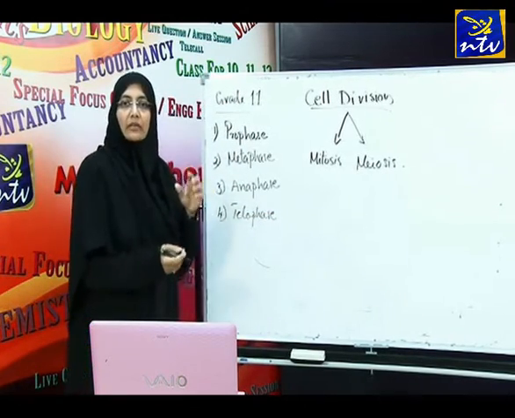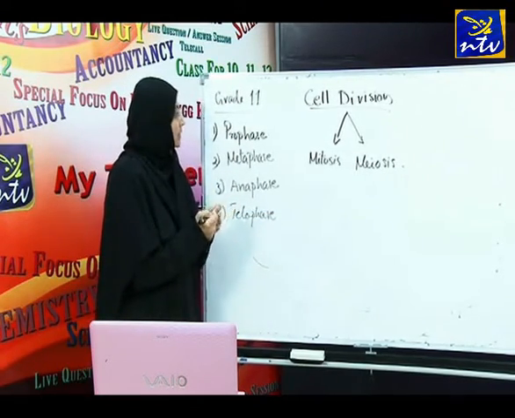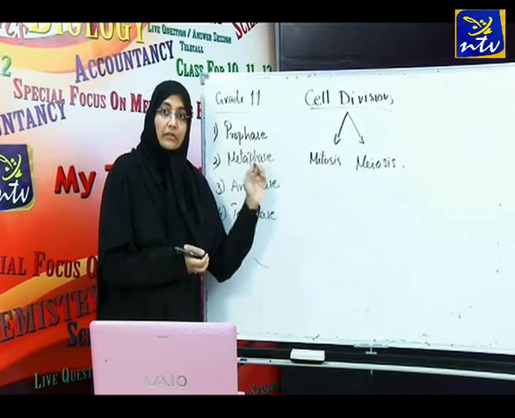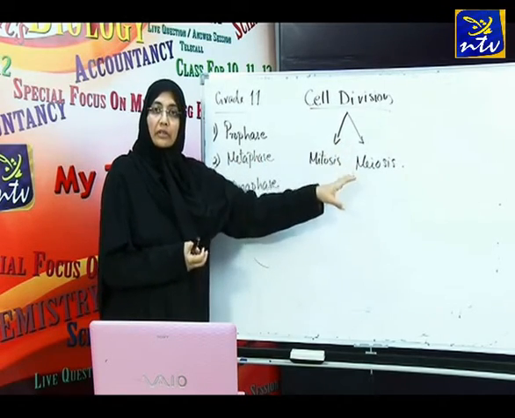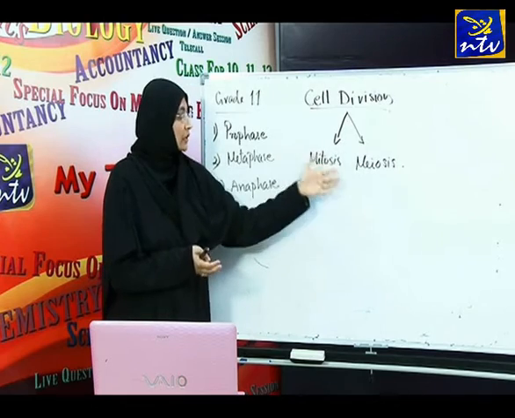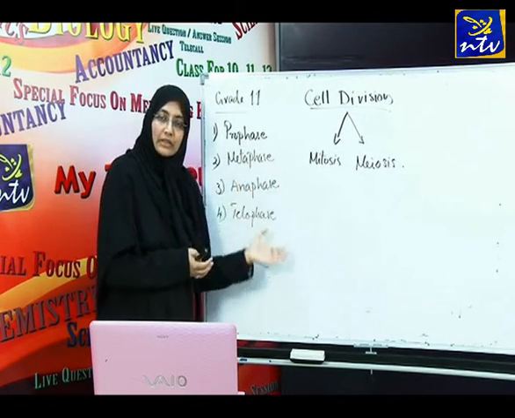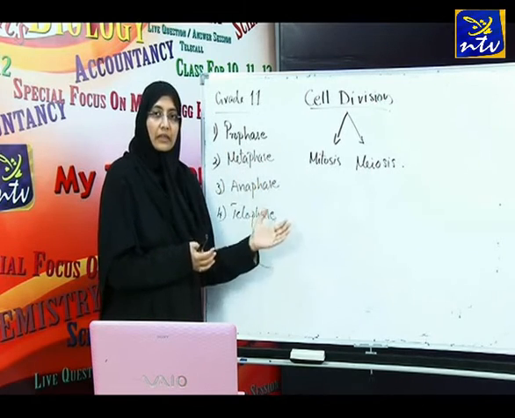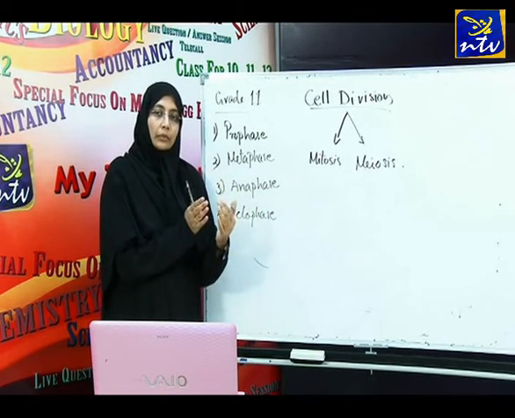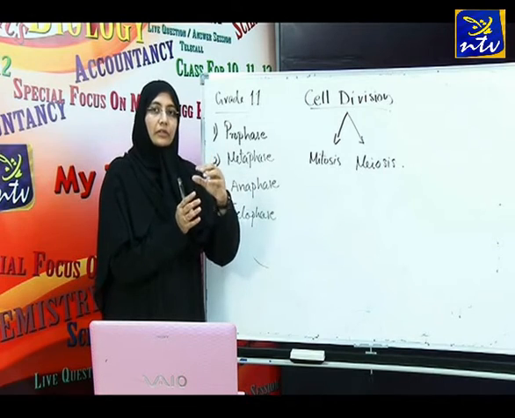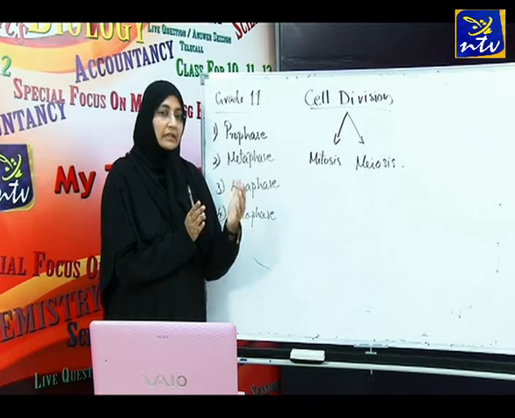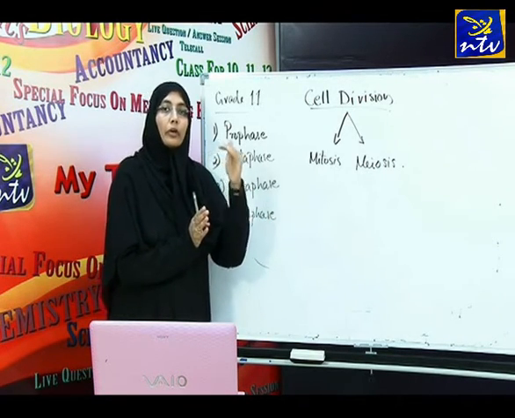So, as we have seen, these stages take place in the vegetative cells, because meiotic cell division takes place in the germ cells. So, mitosis takes place in the vegetative cells. It has four phases, and after these phases, what is the outcome? The outcome is that one cell divides into two cells, which have an equal number of chromosomes.